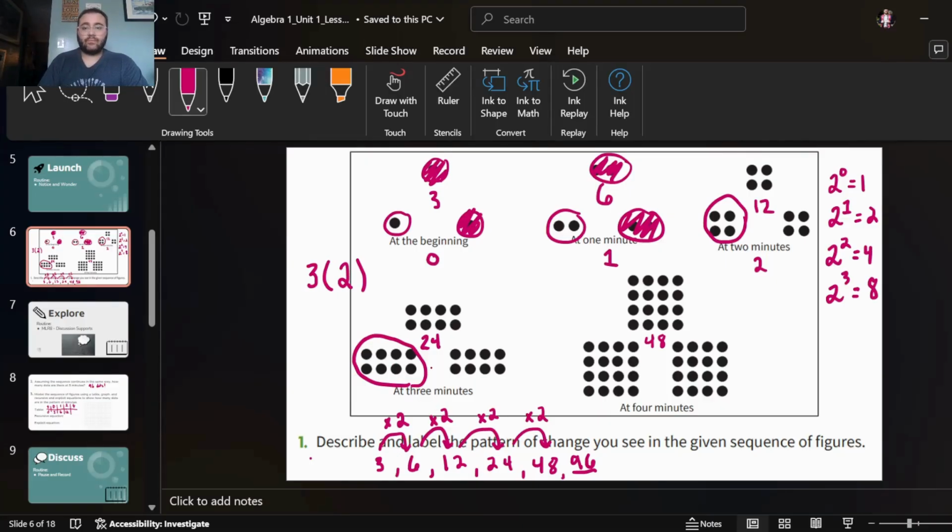How is 2 related to 4? That's 2 to the second power. How is 3 related to 8? That's 2 to the third power. And after we notice that, we can just multiply by 3, right?